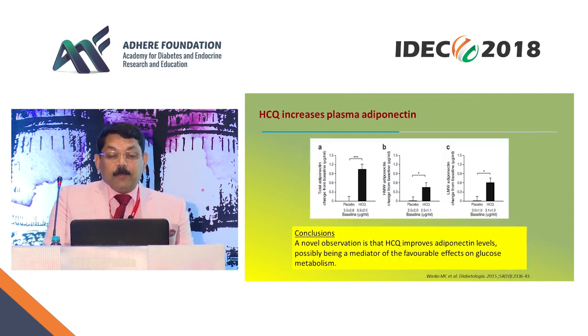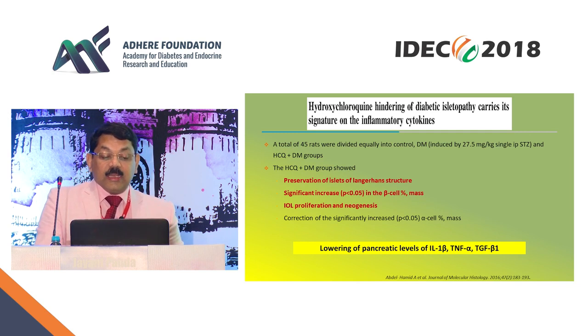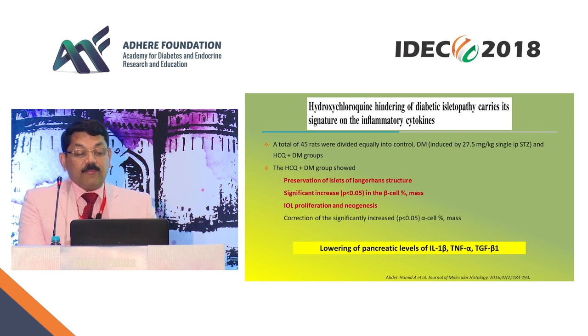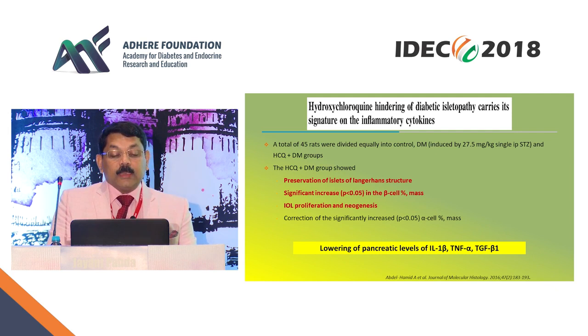The plasma adiponectin is clearly increased with this drug. There are studies showing this from different times in different indications. It preserves the islet structure and increases the beta cell mass. You can see that it not only decreases the pancreatic levels of interleukin 1 beta, TNF alpha and TGF beta 1, it preserves the islets of Langerhans, with a significant increase of beta cell mass which is statistically significant, and islet of Langerhans proliferation and neogenesis.